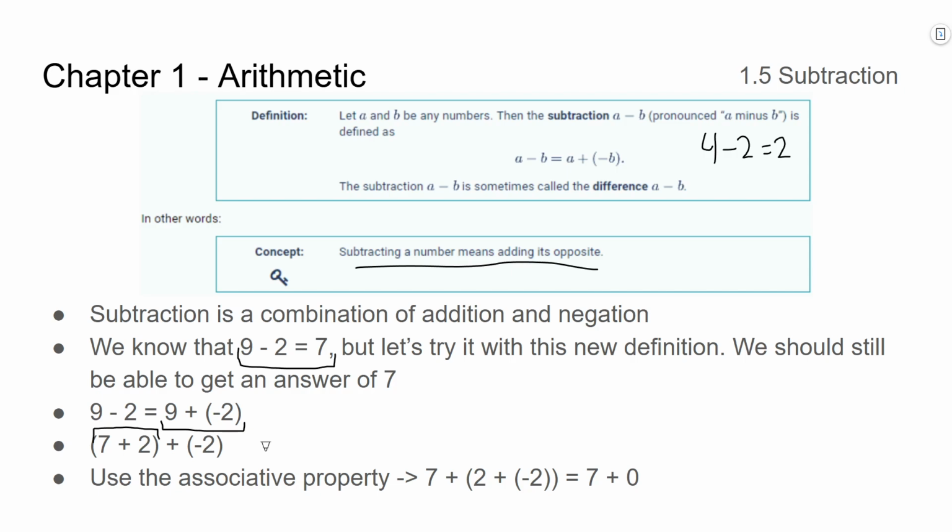Now we know that we can use the associative property to regroup. Currently we have these two groupings: the 7 plus 2 is one group, and this negative 2 is another group. But we can regroup with the associative property. Instead of grouping this way, let's group it this way: 7 plus, and now a grouping of 2 plus negative 2. Well, 2 plus negative 2, that's exactly what negation is. That's how we explained negation: a number plus its negation is going to be 0. So this becomes 7 plus 0, which of course is 7. So we do get the correct answer.